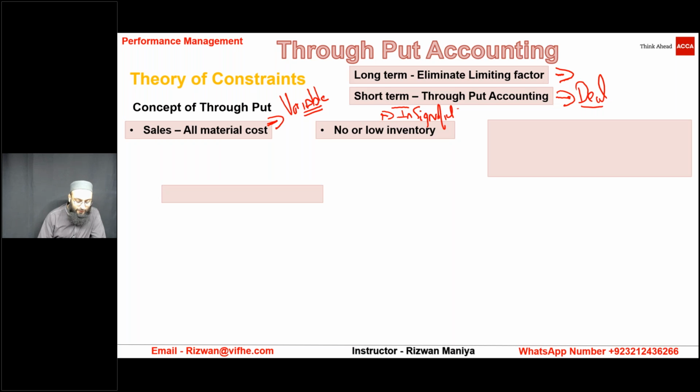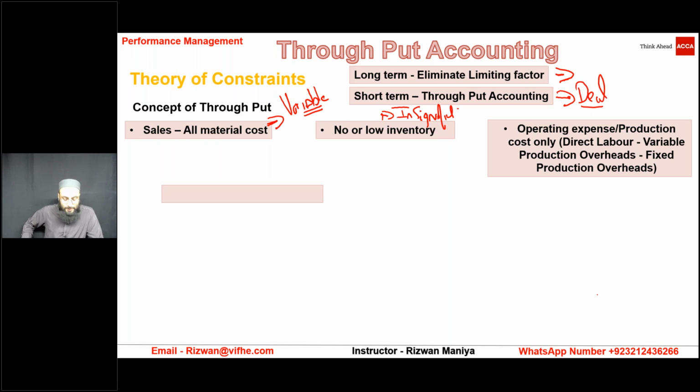The third major concept is operating expenses. According to throughput accounting, operating expenses are a fixed production cost. It includes those things that were considered variable in marginal costing: direct labor, variable production overheads, and of course fixed production overheads. So according to throughput accounting, operating expenses are a fixed-nature cost, and by nature, throughput says that it is a fixed cost.